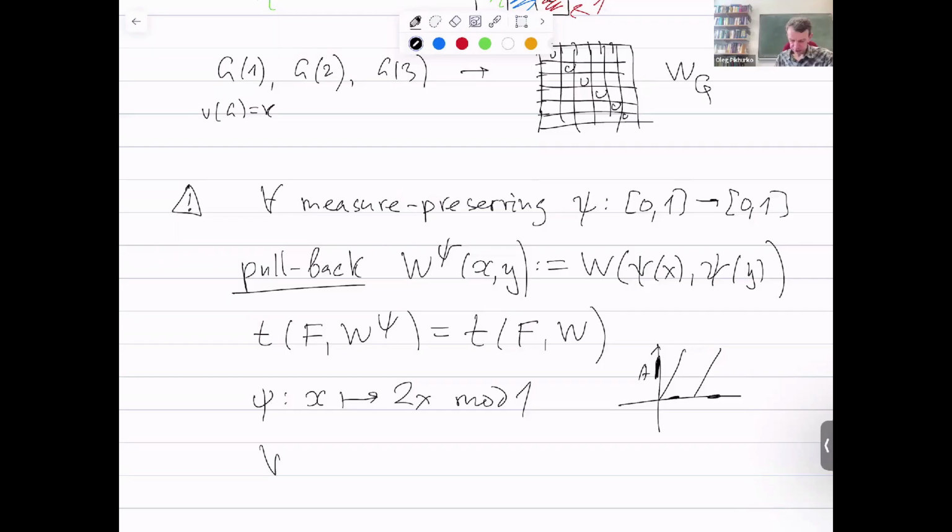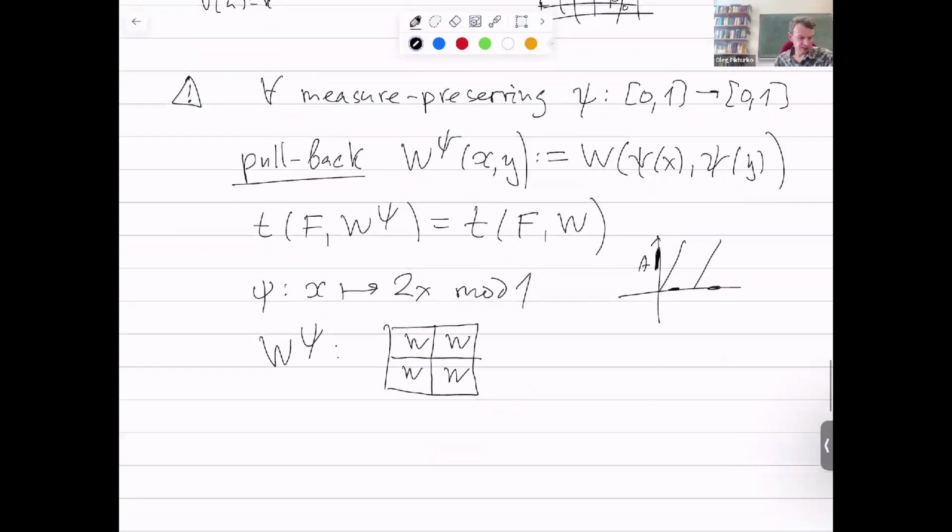And then what is W psi in this case? Well, again, if you draw a picture, then you partition your square into 4 parts, and basically you put a copy of W inside each part. And these two graphons again have the same densities, so they're equivalent.